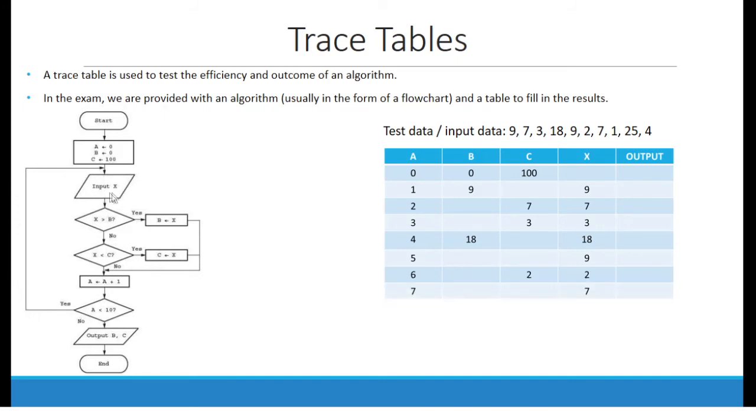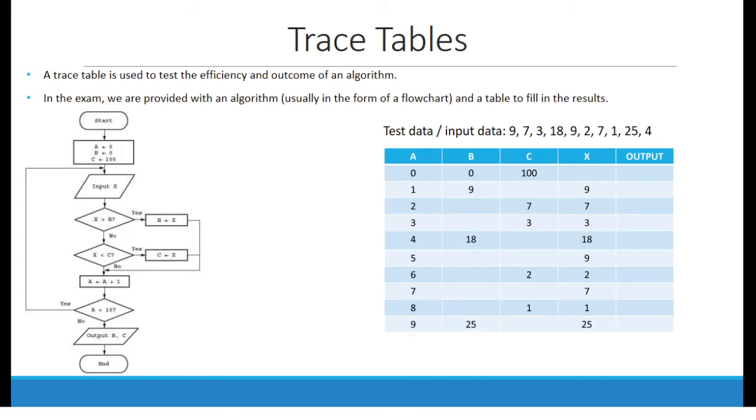Next, is x greater than b? No. Is x smaller than c? No. And is x greater than b? Nope. Is x smaller than c? Yes. So we assign c as 1. A is incremented by 1 once again.